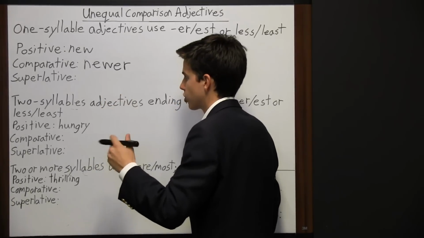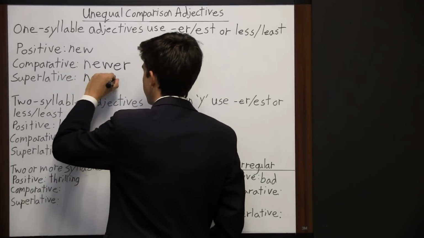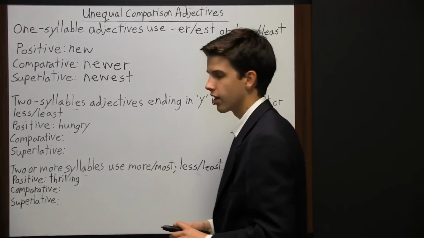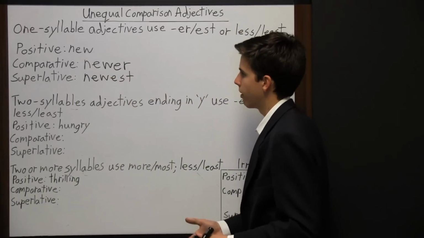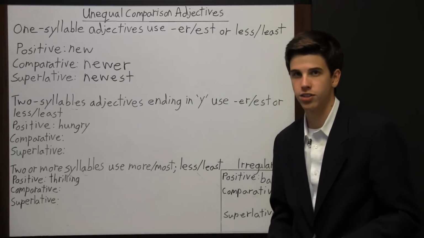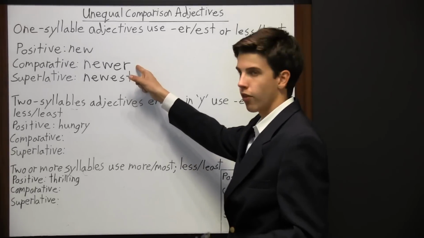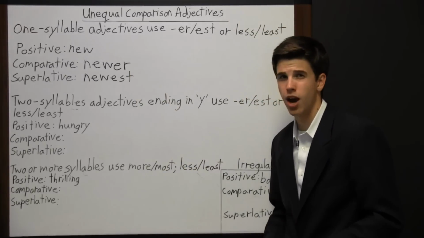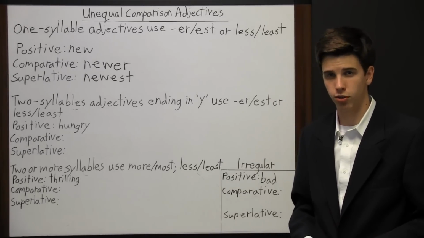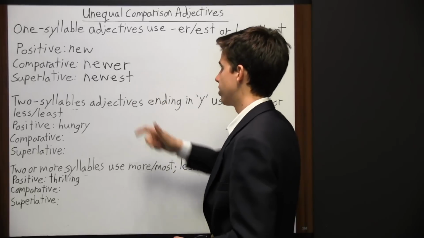And if we're trying to compare it with 3 or more objects, then we would put est as the suffix to make it newest. So that's the superlative form. So say you have one car and it's only a month old. You would say you have a new car. Now, if you have a car that's 1 month old and another car that's 2 months old, you would say that the 1 month old car is the newer car. Now, if you're dealing with 3 cars, one's a month old, one's 2 months old, and the other one's 3 months old, you would refer to the car that's a month old as the newest car.